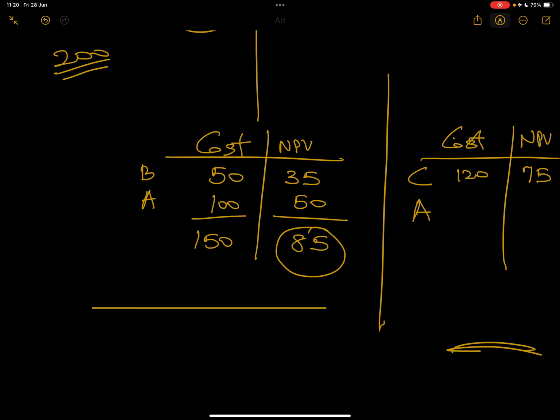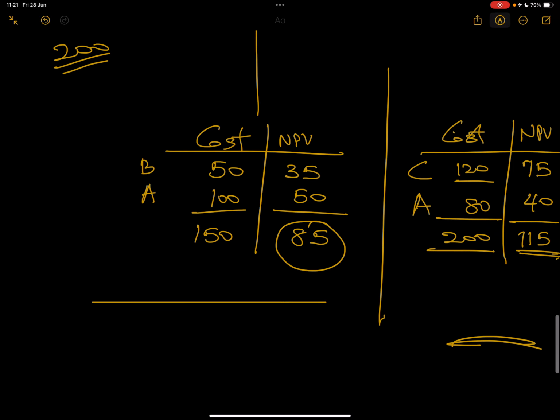So when A is divisible, it means that after this 120, the 80 that we have left unspent, we can still spend it on A. So we do 80 of A. That's 80 out of 100 cost. That's 80%. Then we're going to get 80% of NPV as well. So that is 80% of 50. So we'll get additional NPV of 40. Which means we have spent the whole of 200 here and we have made 115 as our NPV.